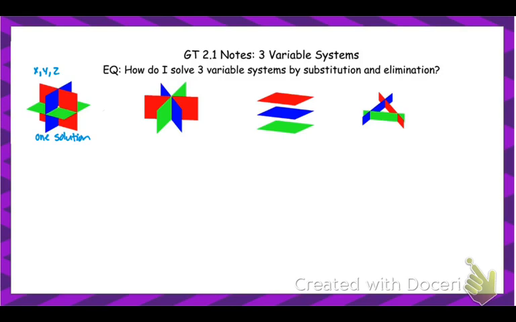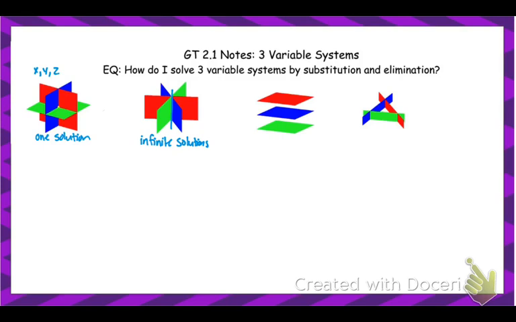The next one, that's another way for those planes to intersect, but if you notice this time they don't intersect at a point, they actually intersect at a line. And because that line has more than one point where that can meet, there is actually an infinite number of solutions here, because any point on that line can be an intersection of that.